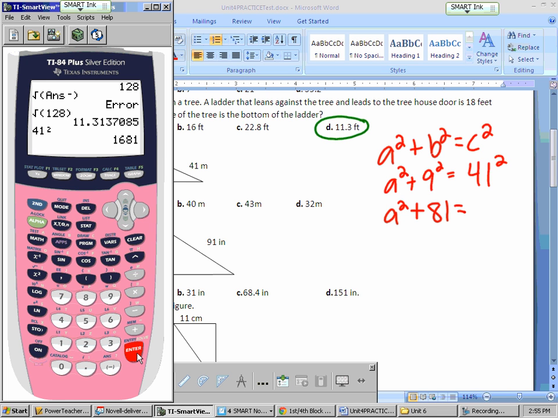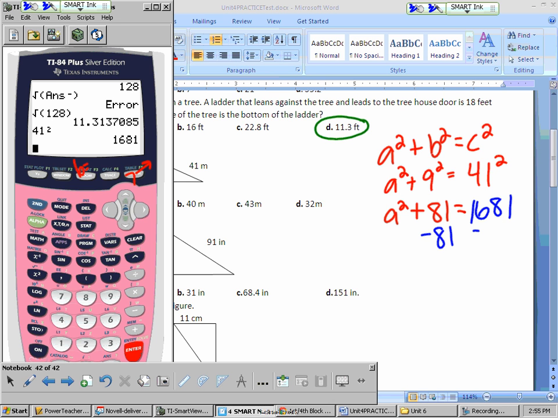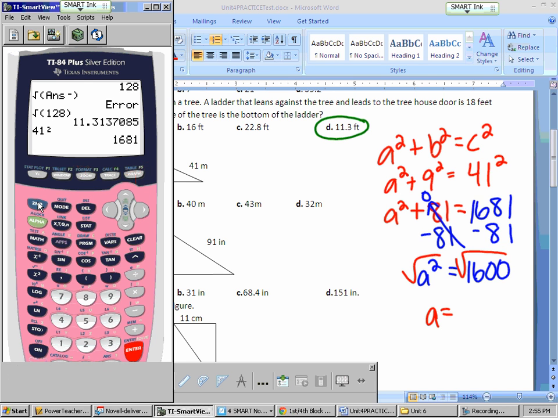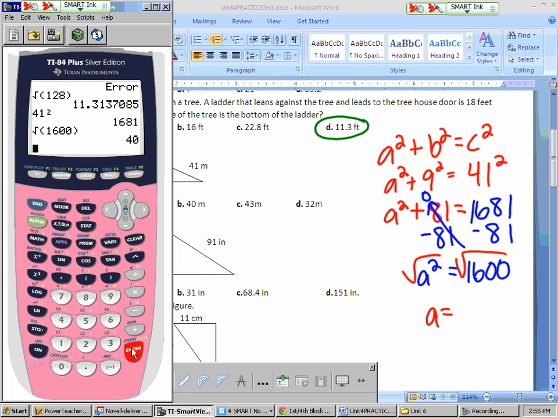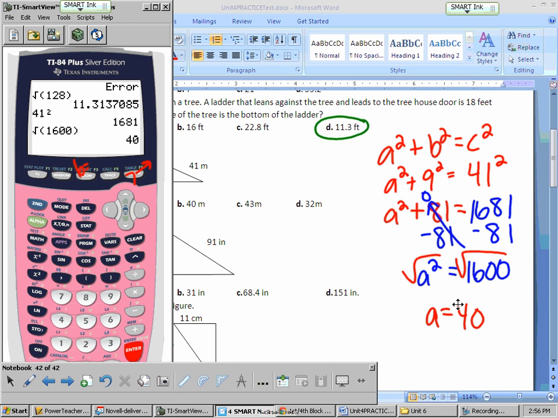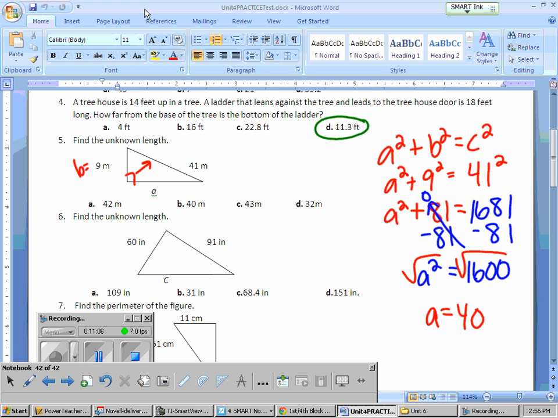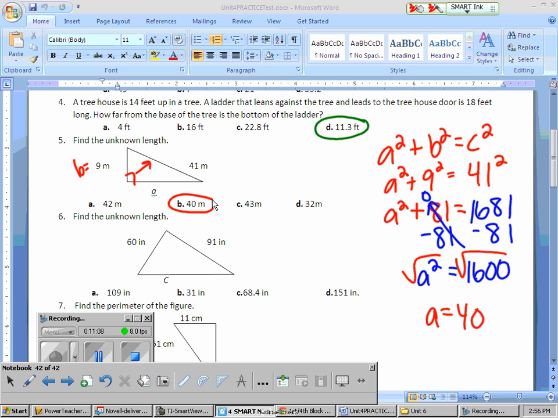We get 1681. We subtract 81 from both sides. A squared equals 1600. We're down to a squared. We take the square root of both sides. The square root of 1600, I believe, is 40. But let's check just to make sure. It is, it's 40. So our answer choice is B, 40 meters.